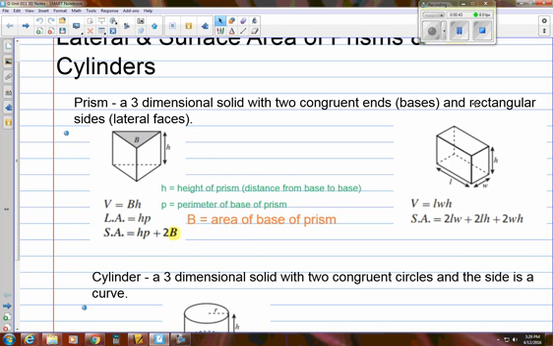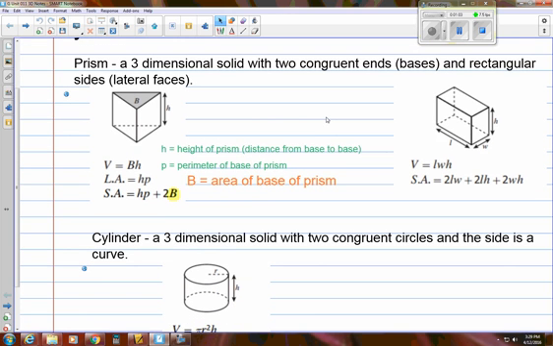Because in a prism, all of the lateral faces are rectangles, and in a rectangular prism, everything is a rectangle, any opposite sides, so any ends of the prism, can be the bases, and any of the other sides can be considered the lateral sides or the faces.